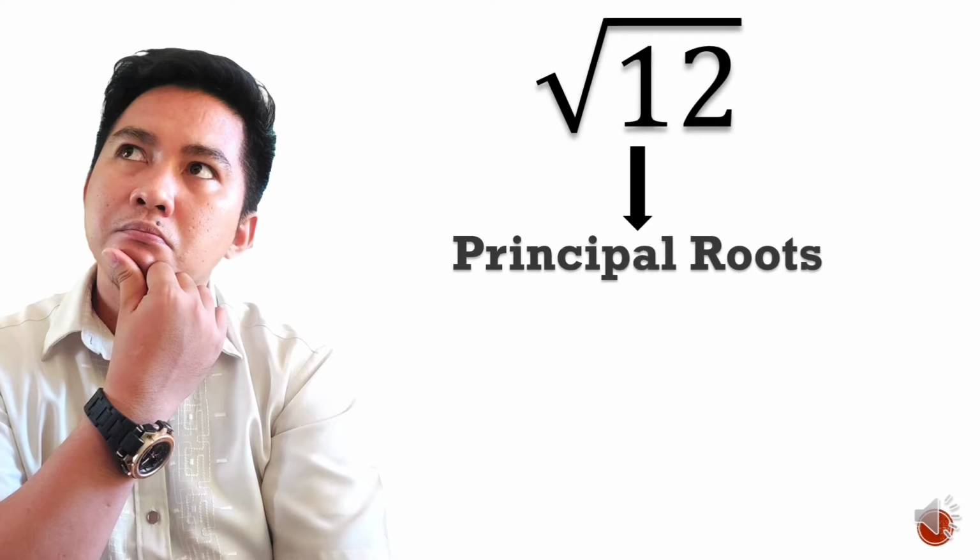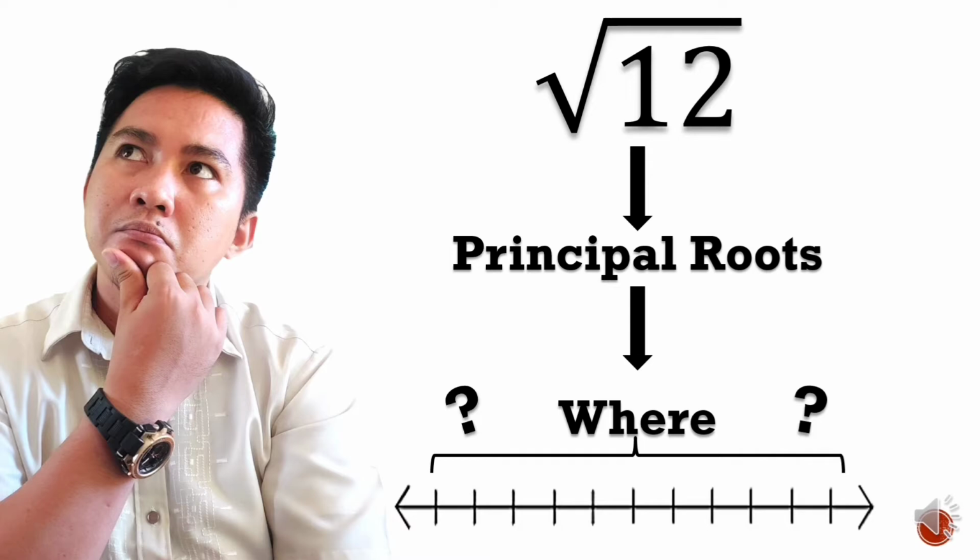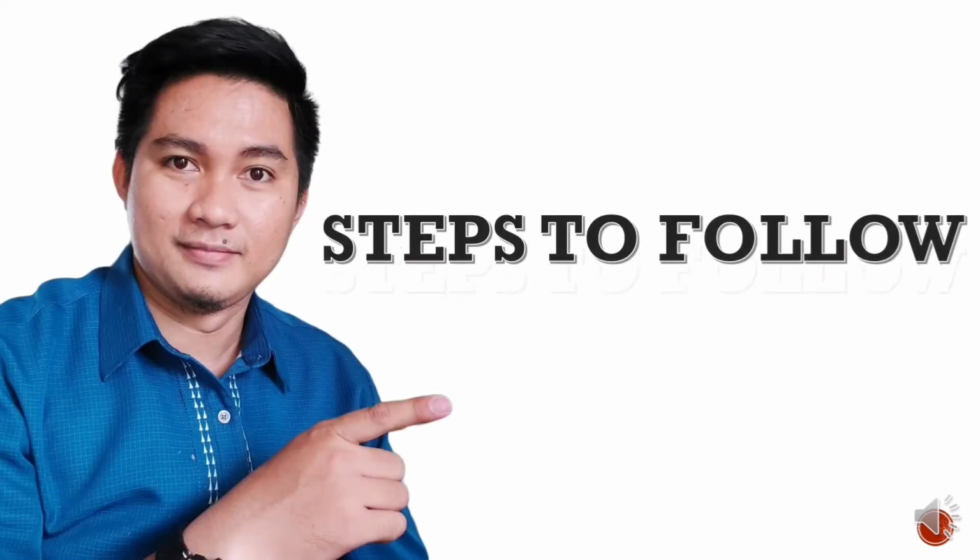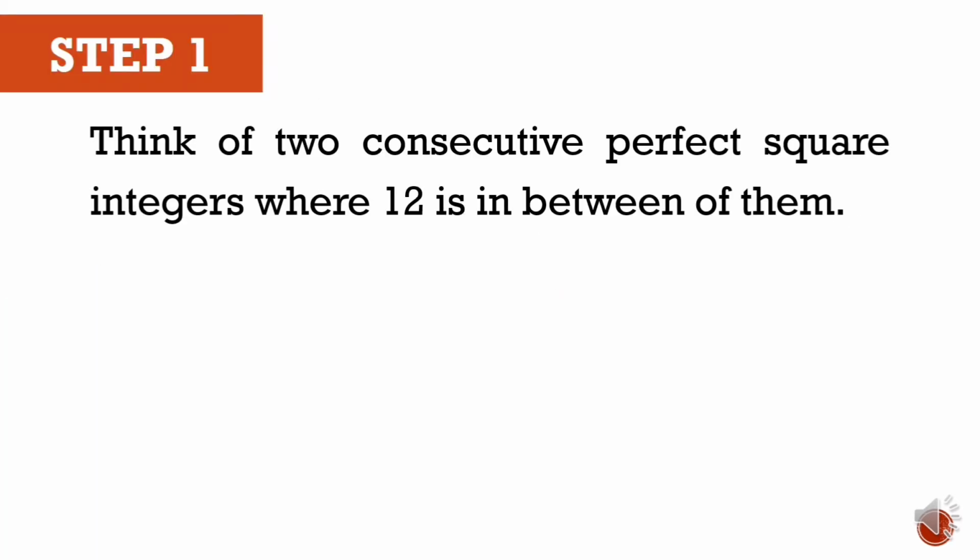You might be wondering, what are the two consecutive integers the square root of 12, or the principal root of 12, is going to be between? What are the things we need to do? Here are the steps to follow. Step number 1, we have to think of two consecutive perfect square integers where 12 is in between them.